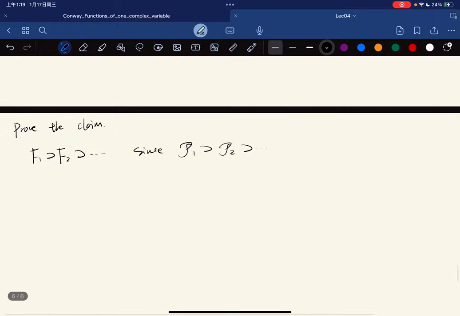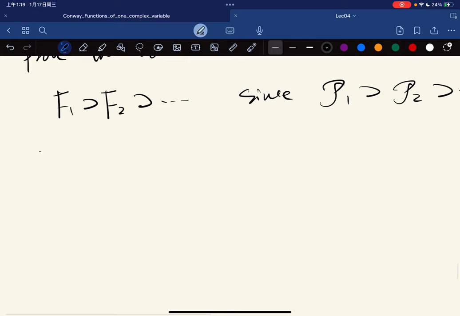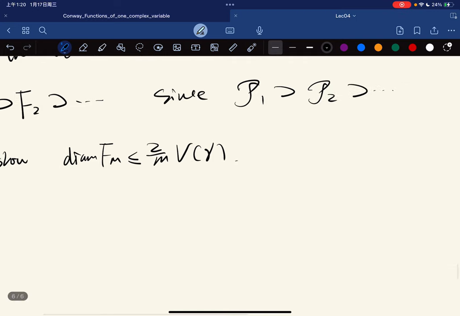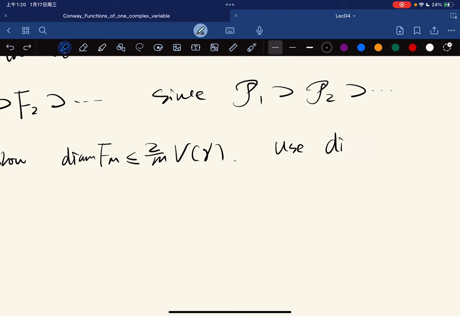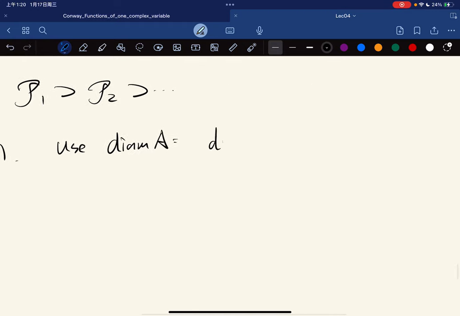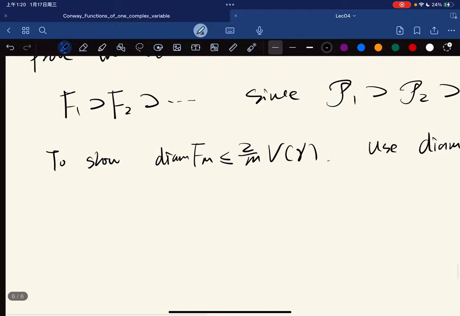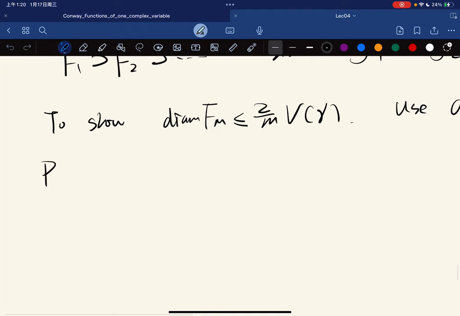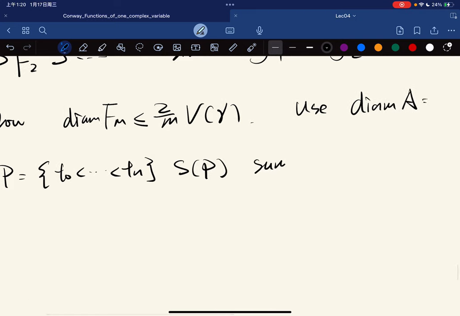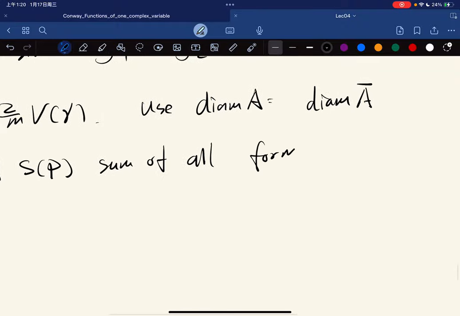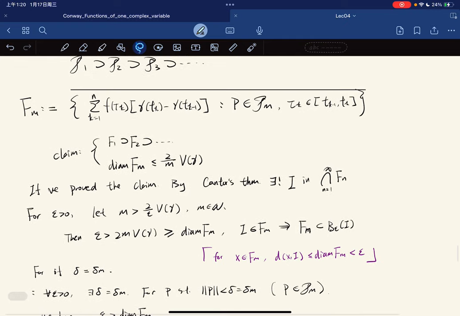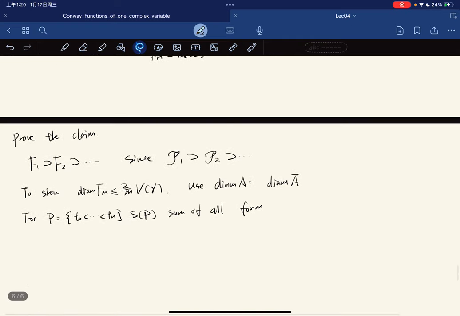To show the inequality for the diameter being less than 2Mγ, we use the fact that the diameter of A is equal to the diameter of its closure. Now for P, a partition, we define S_P as the sum of all the forms of this.